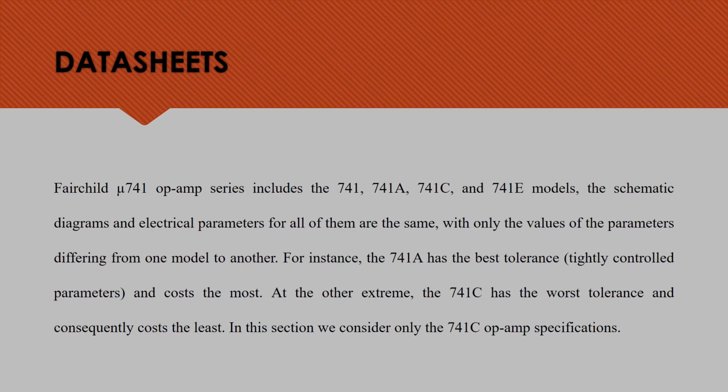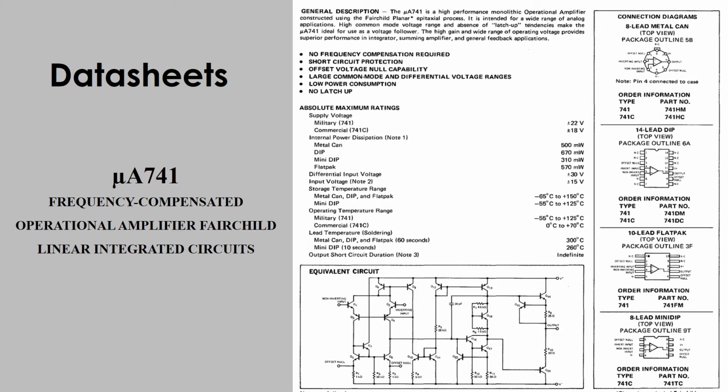In this section, we will consider 741 op-amp specifications only. This is an example of a data sheet, the mA741, a frequency compensated operational amplifier by Fairchild. So you can see a wealth of information here.